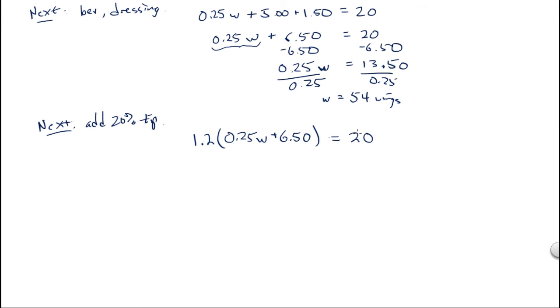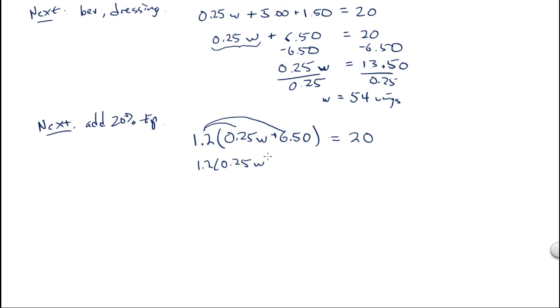Now there's a couple ways you can do this to solve this problem, and it's kind of up to you to some extent. Sometimes it's easier one way than the other. One thing you can do is distribute this 1.2 through the entire thing. And you get 1.2 times 0.25 times W plus 1.2 times 6.50. I'll just do it this way first, and then we'll look at other ways. There are some shortcuts we can take here.